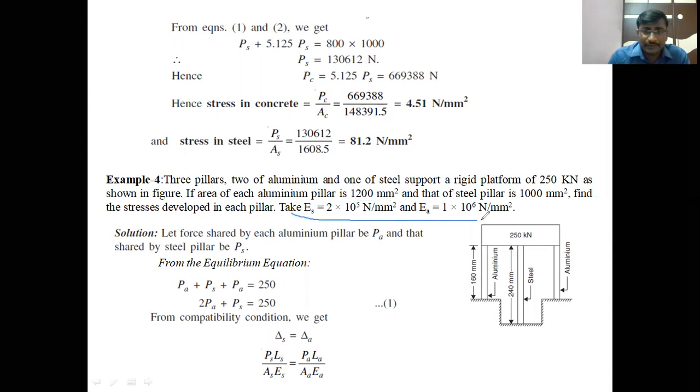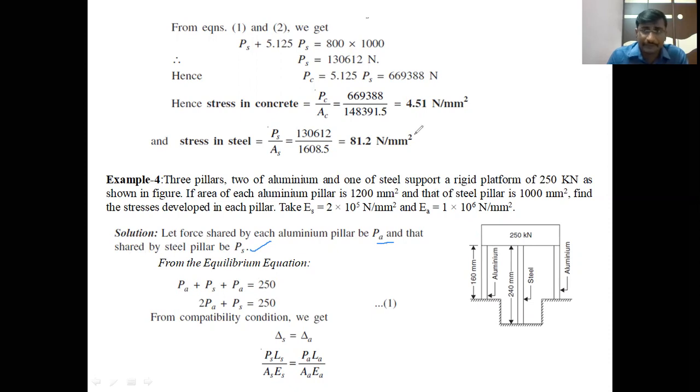Here the moduli of aluminium and steel are given as 1 into 10 to the power of 5 and 2 into 10 to the power of 5 newtons per mm square. Now let us go for the solution for this three pillars case. Let the load shared by each aluminium pillar be PA, and that shared by the steel pillar be PS.